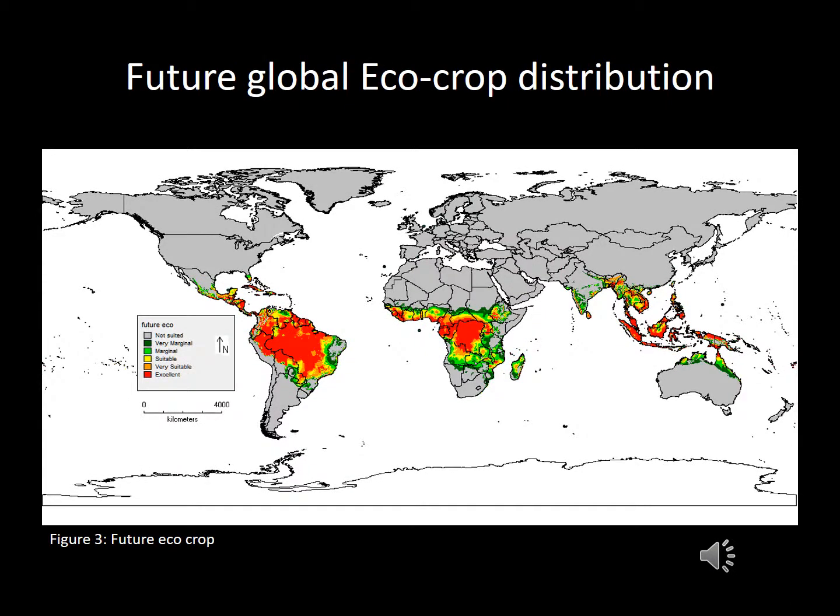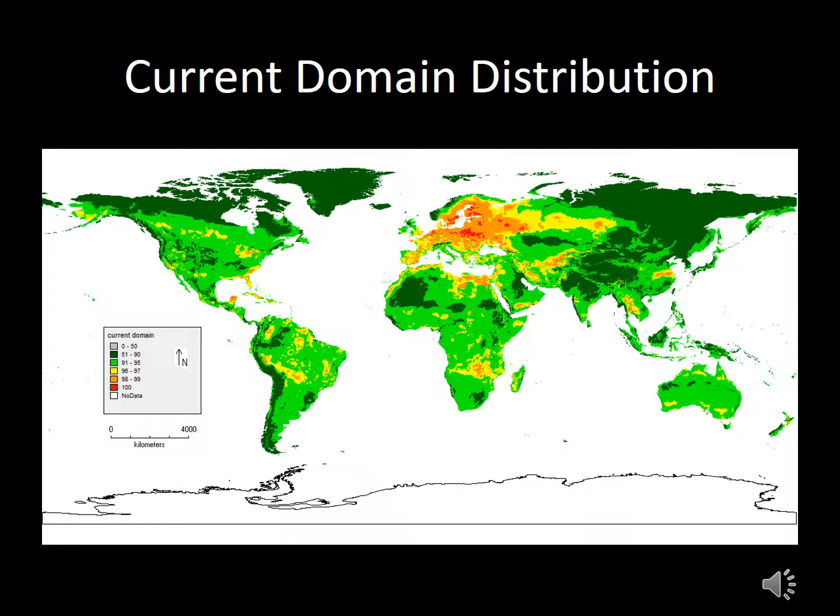Future global eco-crop distribution. Compared to the current global eco-crop distribution, we see a higher range of rainfall across the regions and the excellent weather the climate also experiences in the future, thus increasing the distribution and the production of the cucumber.